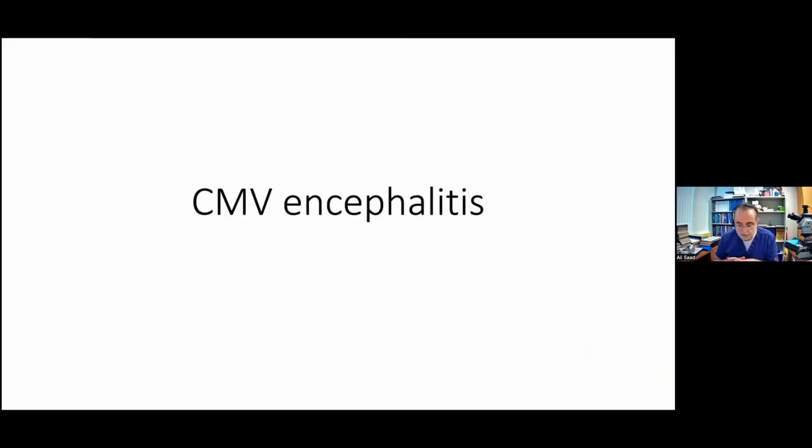So CMV encephalitis, and as you guys mentioned, I did the GMS, which is a fungal stain, AFB, herpes type 1, herpes type 2, spirochetes, and SV40, which is the agent for PML. They all came back negative.